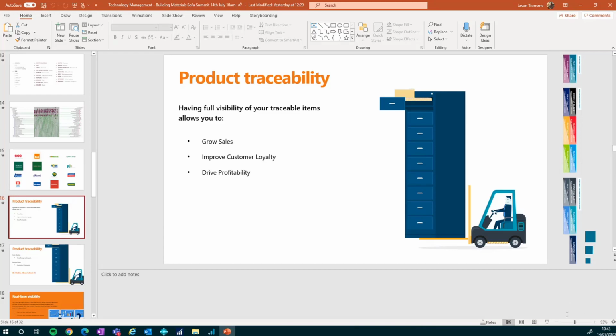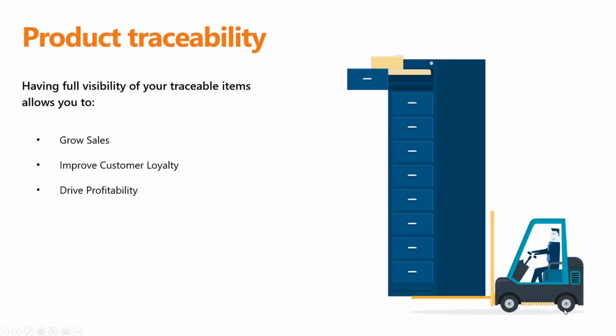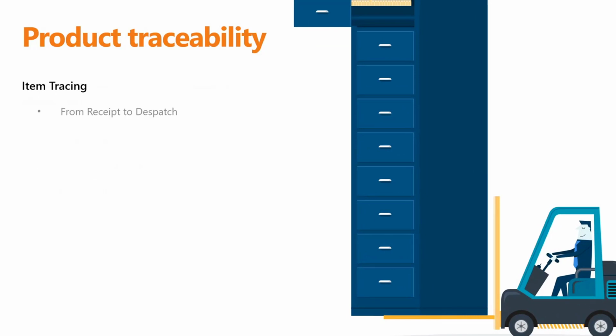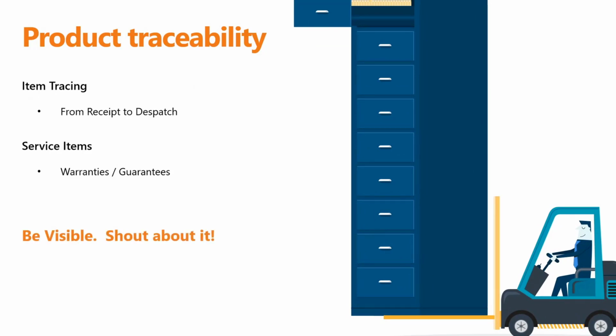We're then going to move on to the second part of product traceability, which is service items. Again, product traceability is about peace of mind. It's about making sure that customers feel comfortable that you're giving the right level of quality to the products that you're issuing out the door. The next aspect to product traceability, adding value to customers and driving profitability and a USP, etc., is warranties and guarantees.